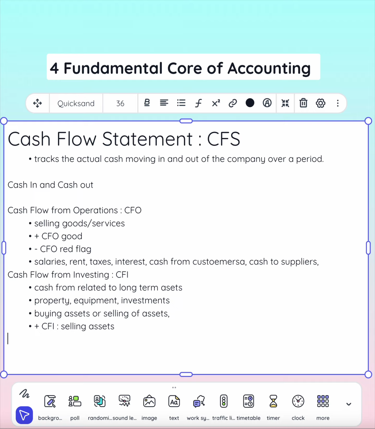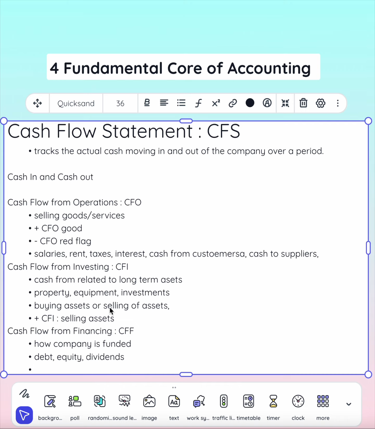So let's move further to another concept: cash flow from financing, or CFF. It is the cash flow related to how the company is funded, how it is financed. Like what is the debt, what is the equity, what are the dividends. So it all comes in the cash flow from financing.